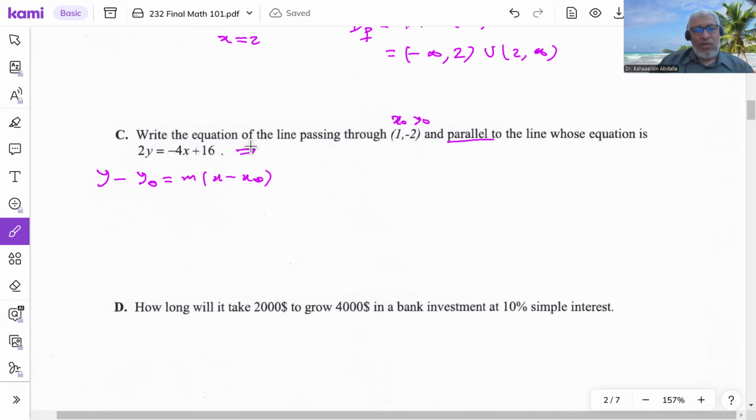To find the slope of this line, I write it in the form y equals mx plus b. So I divide by 2. So y would be equal to -4 over 2, which is -2x, plus 16 over 2, which is 8. Now, if the equation is written in this form, then the coefficient of x is the slope, -2. So the equation would be y minus 2, so it would be y plus 2, m is -2, times x minus 1. So this would be the equation of the line.